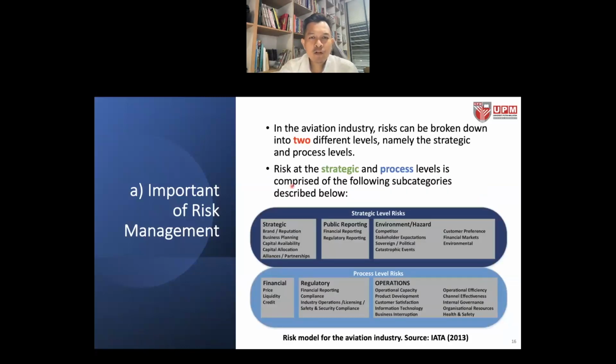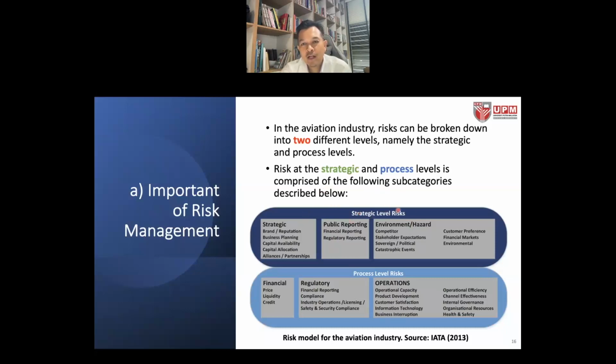In terms of the importance of risk management in the aviation industry, risk can be broken into two different levels. Namely, the first one is the strategic level, and the second one is the process level. And what are strategic and process level? It is described in this risk model for the aviation industry, which I take from IATA 2013. Okay, the risk at the strategic and process level is comprised of the following subcategories described below.